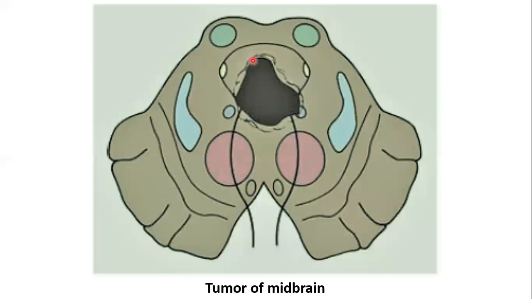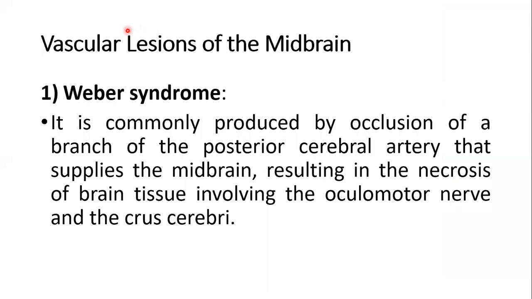So you could see here the tumor. It's the tumor of the midbrain. It blocks the aqueduct, and it causes, of course, the blockage of this aqueduct and results in hydrocephalus. Then the vascular lesion, the two, Weber and the Benedikt syndrome.